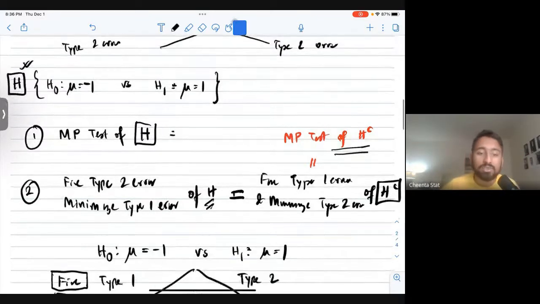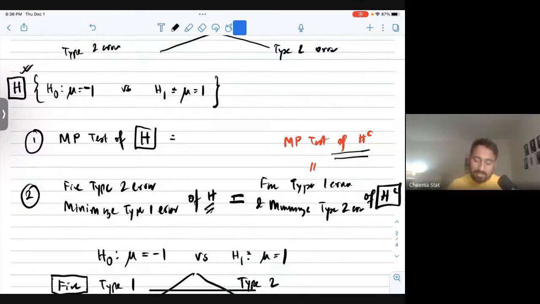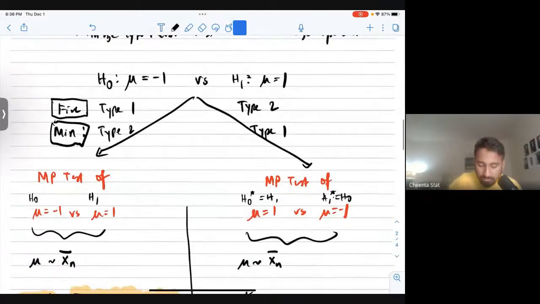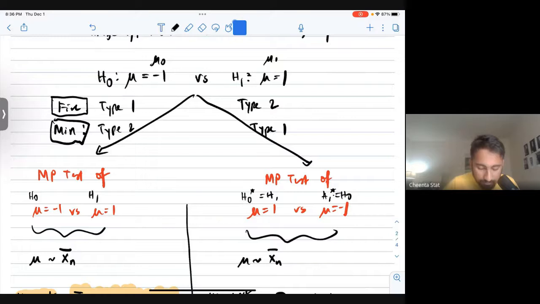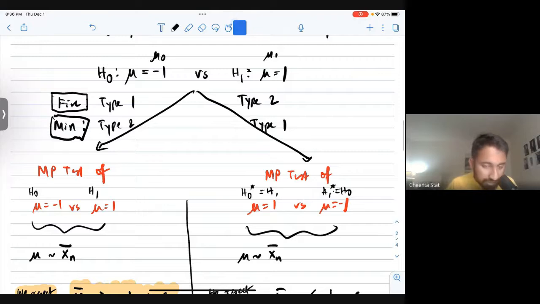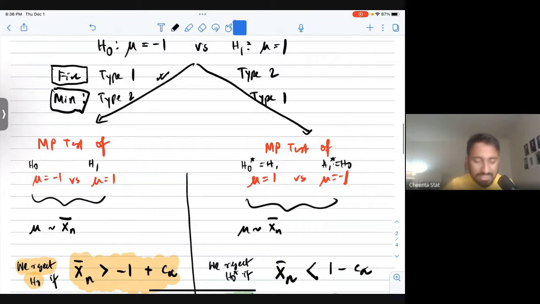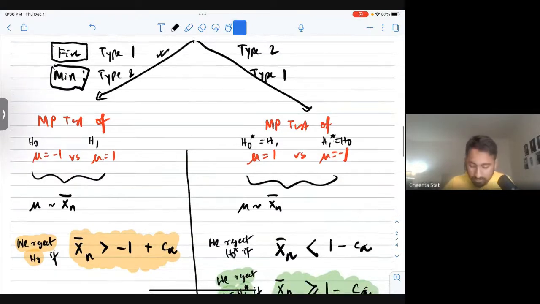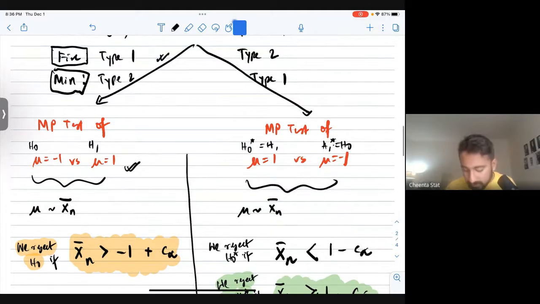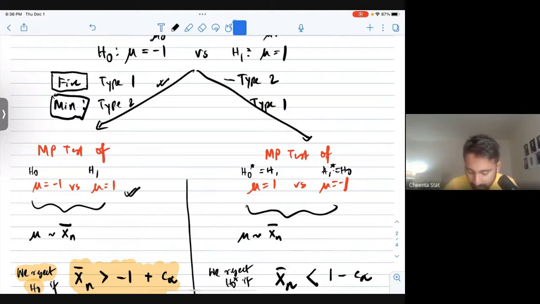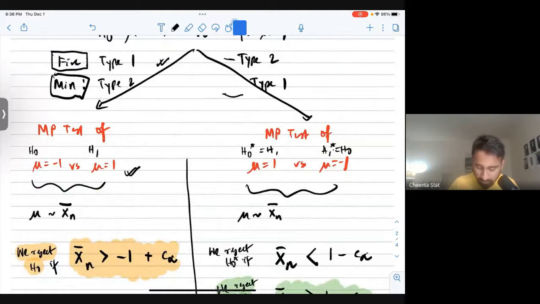So let's find the MP test of both cases, and it can be done by this general case, mu equal to mu naught versus mu equal to mu 1. I will write down the results. Let's say we are testing mu equal to minus 1 versus mu equal to 1. On the left hand side, we fix the type 1 error and minimize the type 2 error, and we get the MP test of mu equal to minus 1 versus mu equal to 1. In this case, if we fix the type 2 error and minimize the type 1 error, then we get the MP test of mu equal to 1 versus mu equal to minus 1.